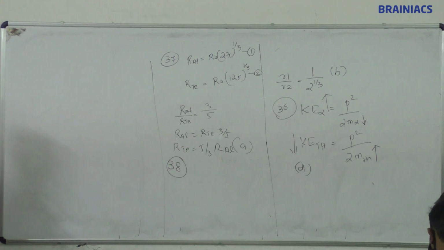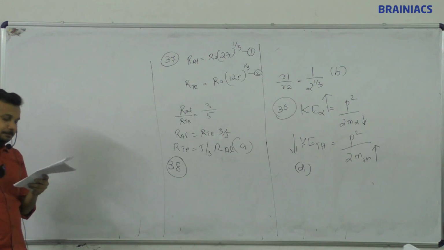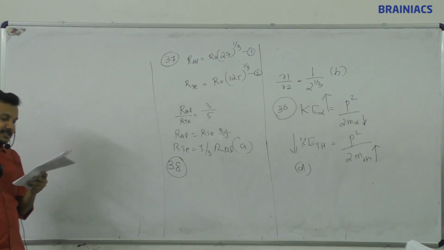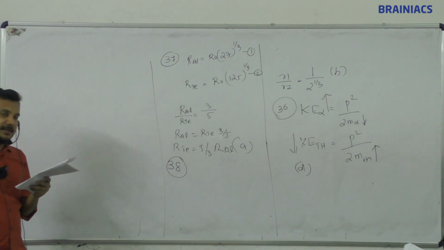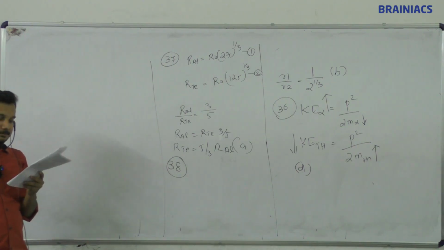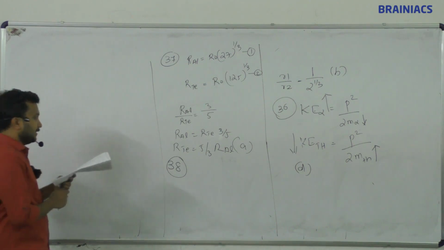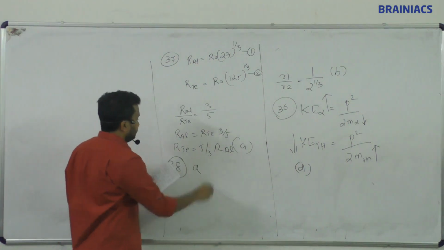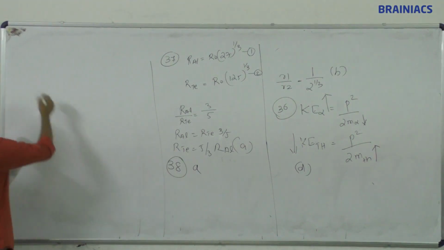Mn and Mp represent the mass of neutron and proton respectively. If an element having atomic mass M, N neutrons and Z protons, then the correct relation is A: M less than N Mn plus Z Mp. The difference is called mass defect. So 38, answer A. 39.